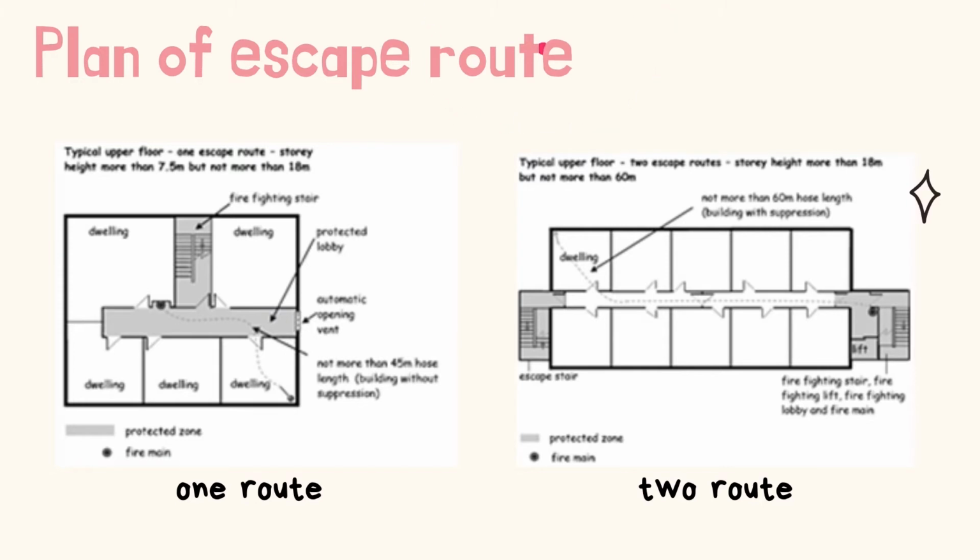For example, the hose can reach each room or other space that has a fire source. Other than that, for story height more than 80 meters but not more than 60 meters, we use two escape routes that have hose length not more than 60 meters. It is the requirement which has firefighting lobbies that include the stair, firefighting stair and firefighting lift, also firemen.